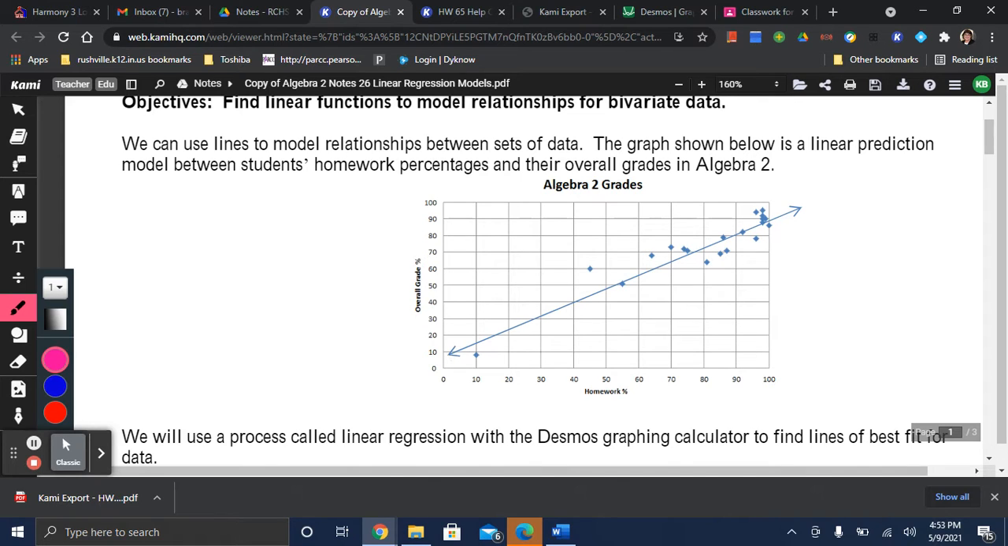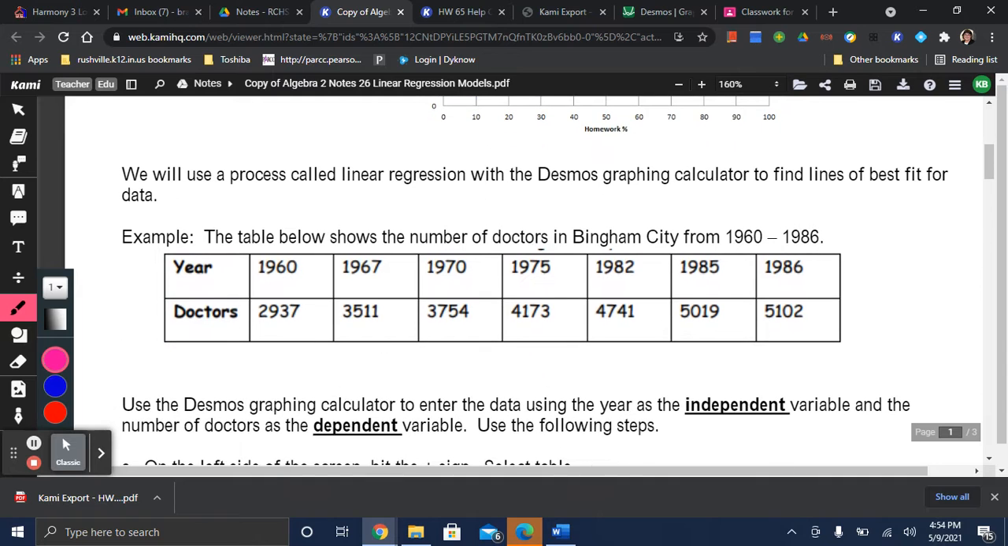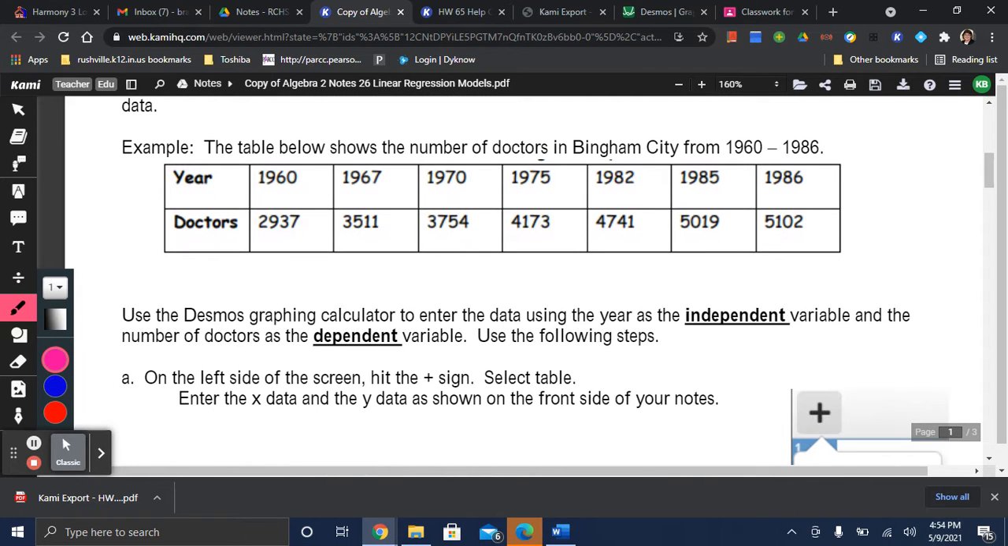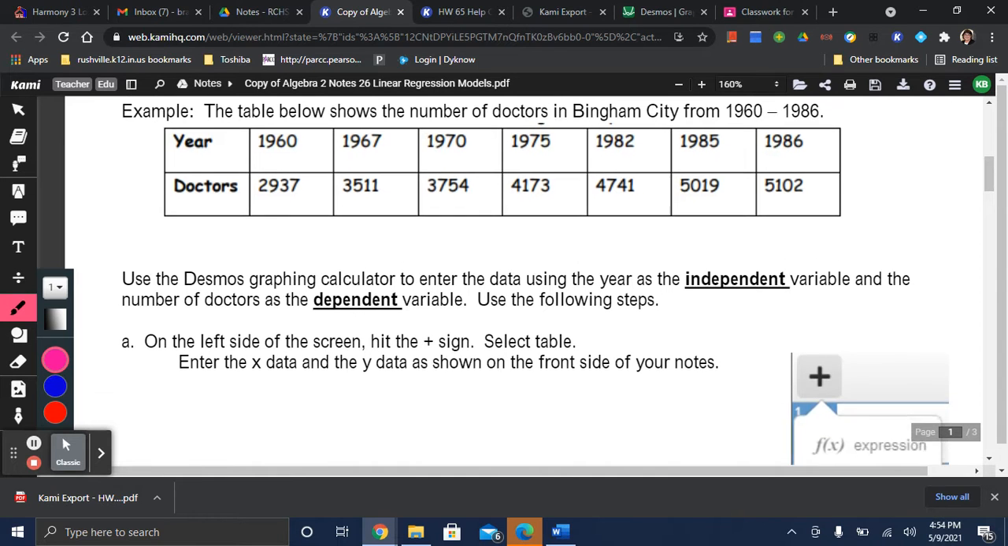And then using your calculator, we can do some math to create a line that will be a best fit of this data. And then you can use that line to make predictions or see trends in what is happening with that information. So we'll use your Desmos graphing calculator to find these lines of best fit. So I have an example data set right here on the year and then the number of doctors in a certain town during that year.